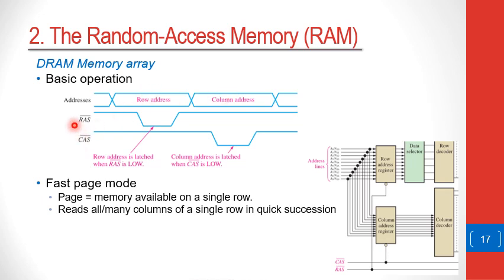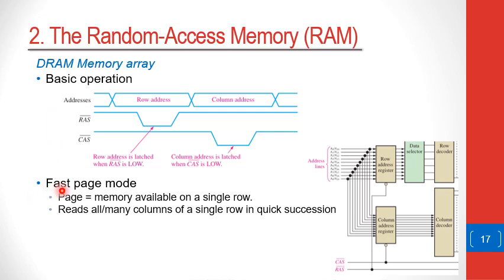So the row access select will go low to read in the row address. That is, it will latch the input of the address into the register, and then afterwards the column access will latch the input of the column address into the register, and both of these addresses will then be transferred to the decoders, respectively the row and the column decoders, to later access the memory location.